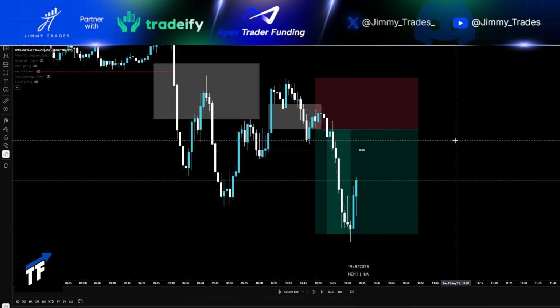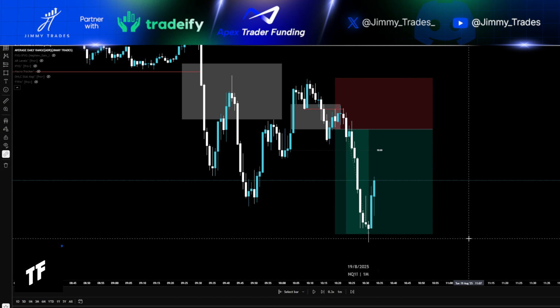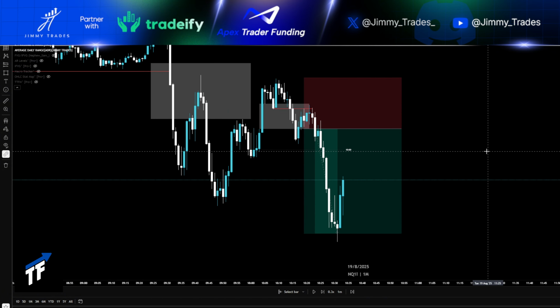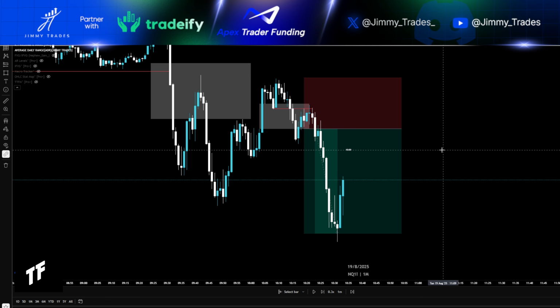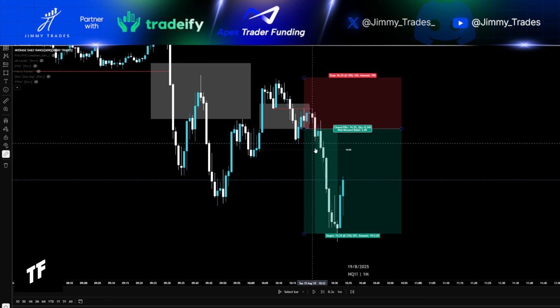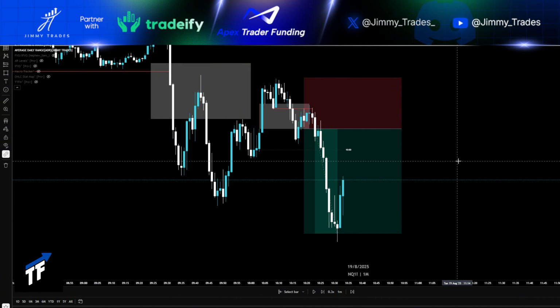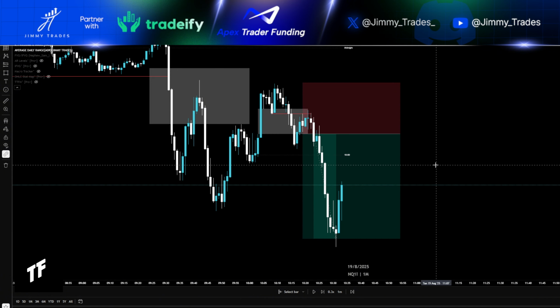Now, the reason why I didn't take the trade, pure and simple, I prefer to see NQ, ES, and YM. I prefer all three to be moving in the same direction. At this moment in time, that wasn't the case. YM was moving higher, ES was consolidating, and NQ was dropping. That's the only reason I didn't actually enter this trade.